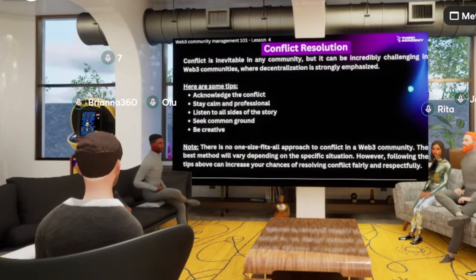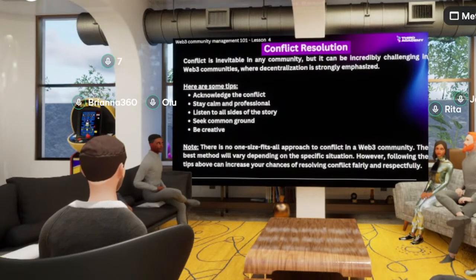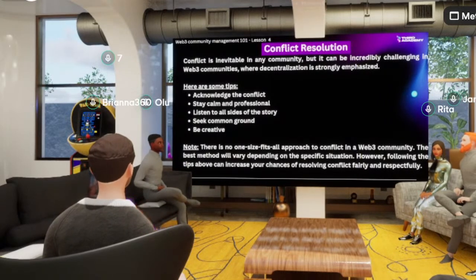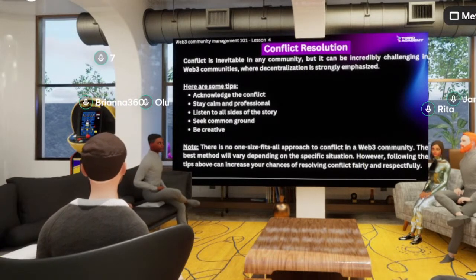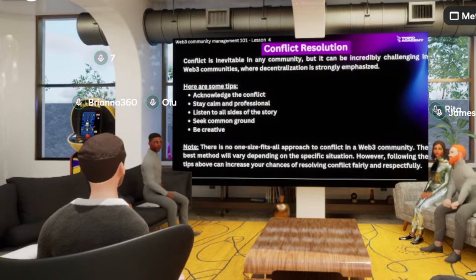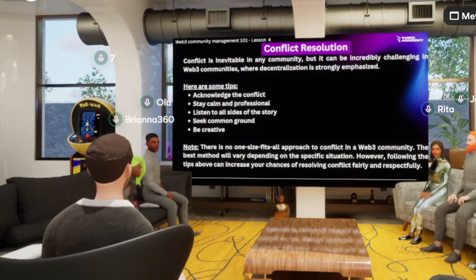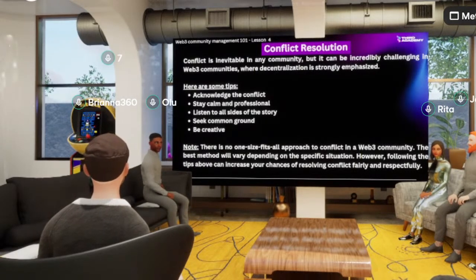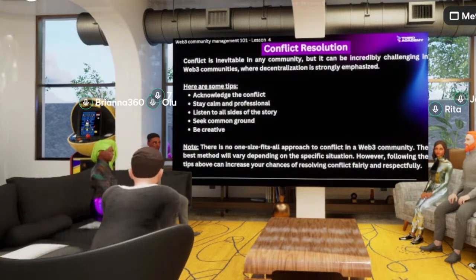So be creative and come up with a solution that you know works for everyone involved. So let's give an example to further drive home our point. For example, a member of a Web3 community has been accused of plagiarizing someone else's work, right? So as a community manager, you can investigate the allegations, and if you find them credible, you could remove the plagiarized content and warn the member, right? You could also require the member to credit the work's original author, right? That way you have been able to find a way to deal with that conflict.